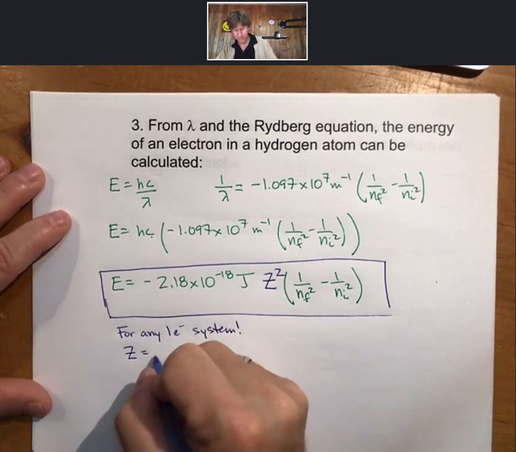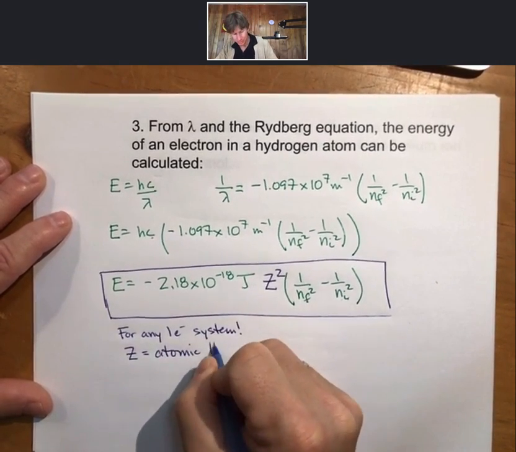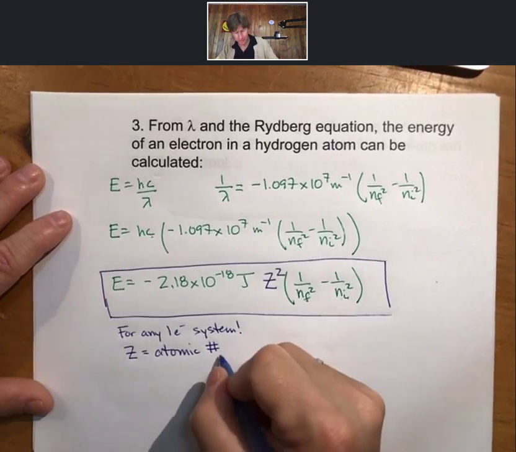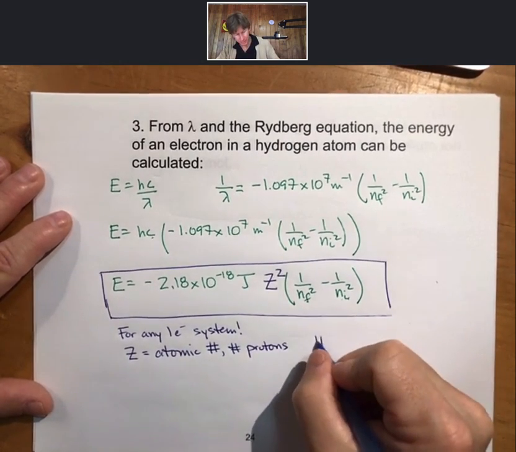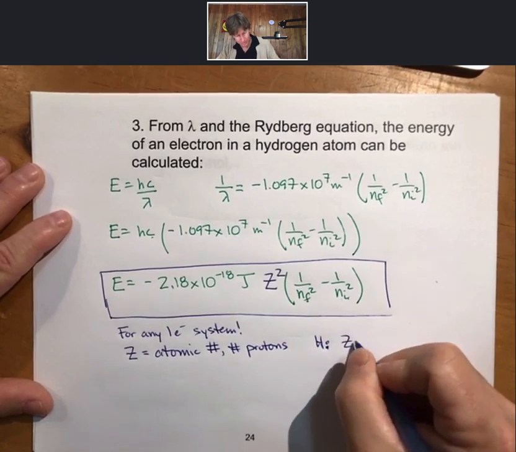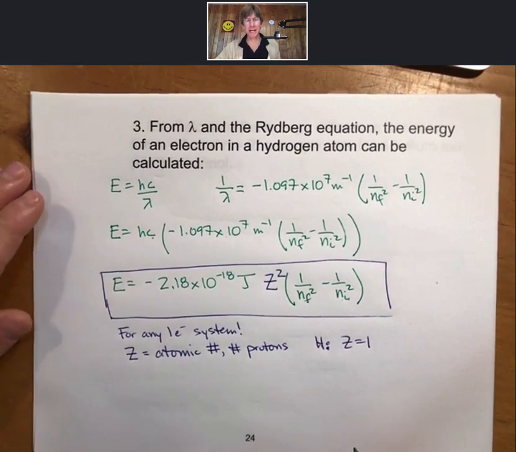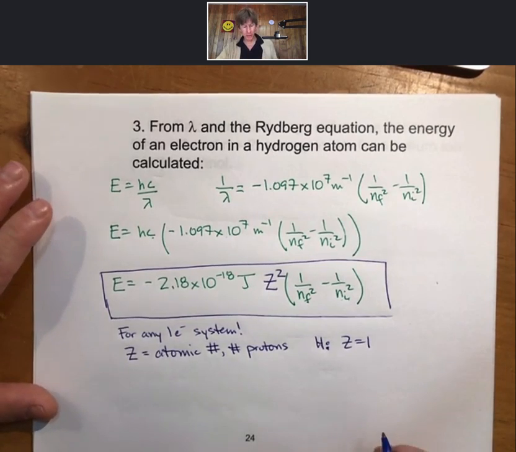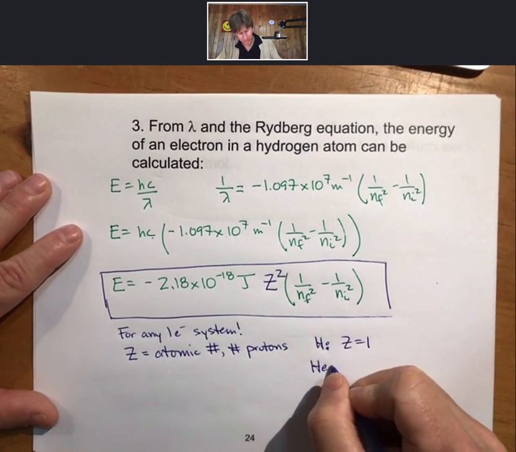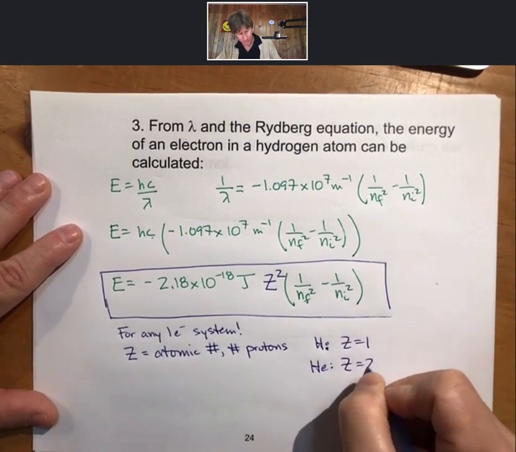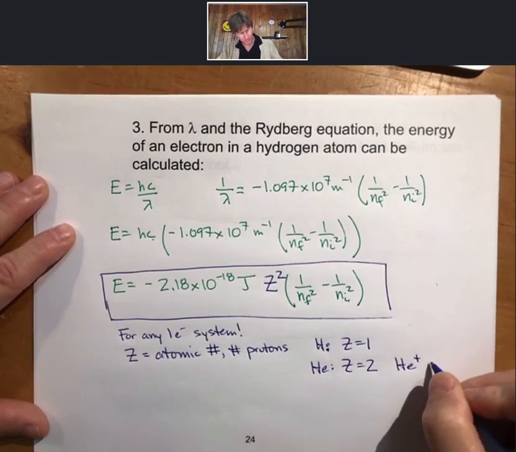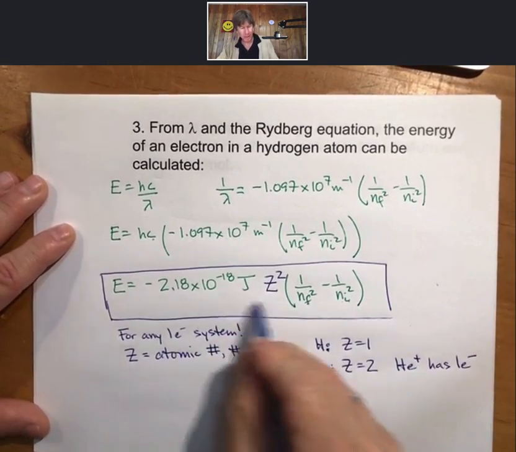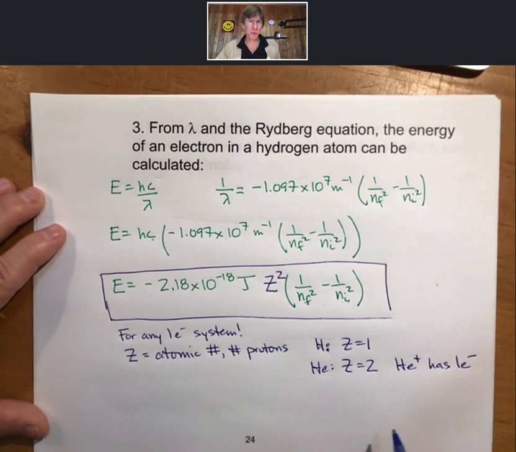Z is the atomic number, which is the number of protons. And for hydrogen, Z equals 1, and 1 squared dropped out. And so when we go to other elements though, so let's go to helium, Z equals 2, and for the one electron system, since a helium atom has 2 electrons, this equation works for the helium plus 1 ion.